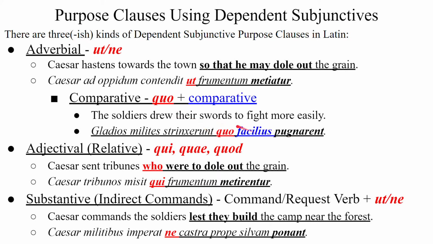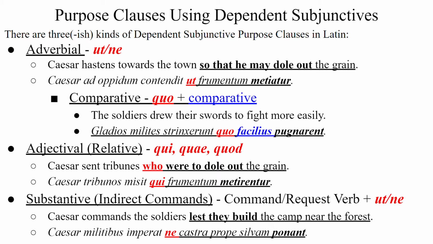Now check out the verb tenses. Strinxerunt, that's the perfect tense, so we are in secondary sequence. Imperfect, perfect, or pluperfect, secondary sequence. That makes the subjunctive verb, the verb in the subjunctive dependent clause, imperfect.